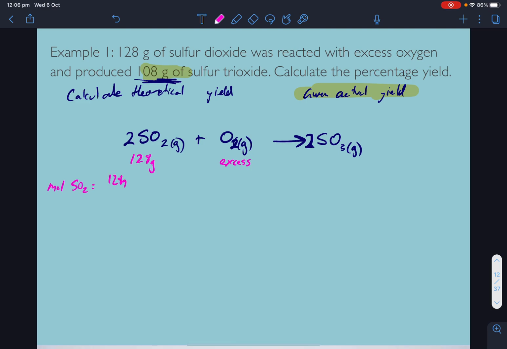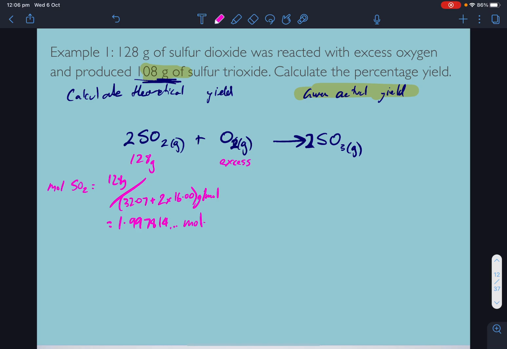128 grams divided by 32.07 for sulfur, plus 2 oxygens at 16 grams per mole each. I have my calculator. I'm going to put it in. 128 divided by bracket 32.07 plus 2 times 16 gives me 1.997 moles.